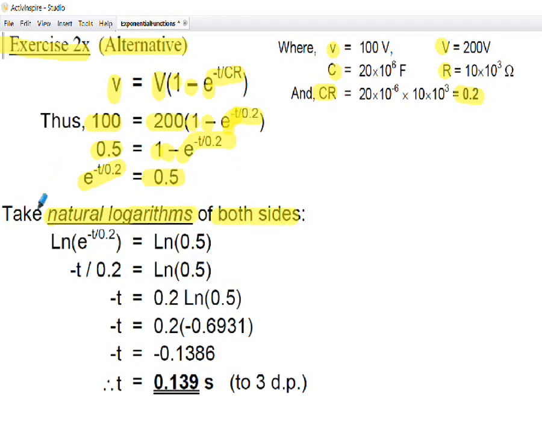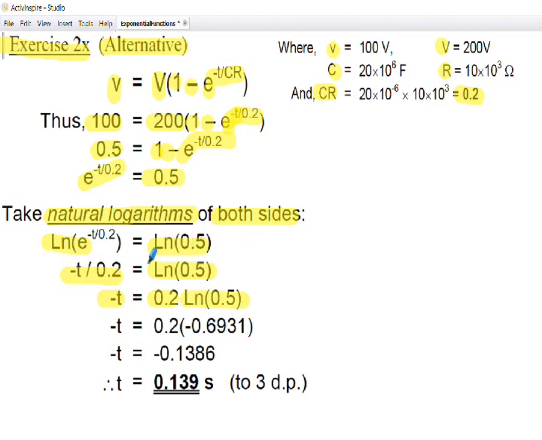So on the left hand side, the ln and the e cancel each other out. So I end up with minus t divided by 0.2 on the left hand side. And on the right hand side, I'm just taking ln of 0.5, which is a number I can calculate in a moment. On the next line, I've multiplied both sides by 0.2 to leave myself with minus t on the left is equal to 0.2 multiplied by ln of 0.5 on the right.